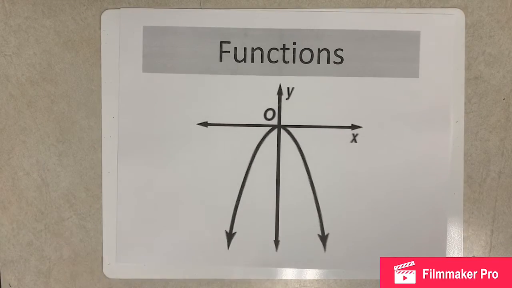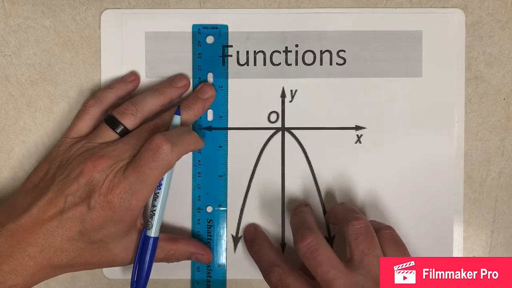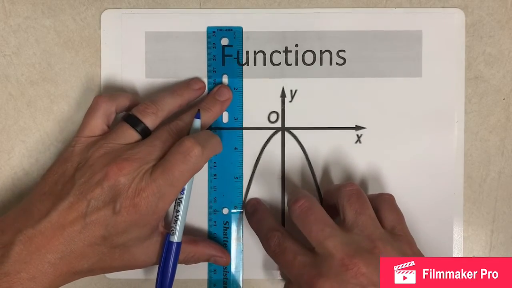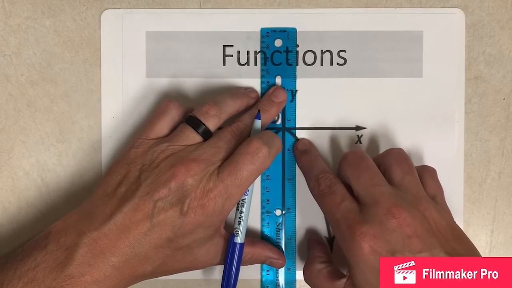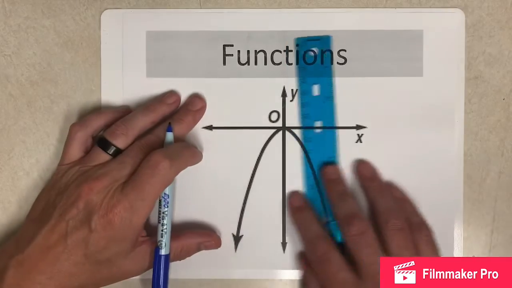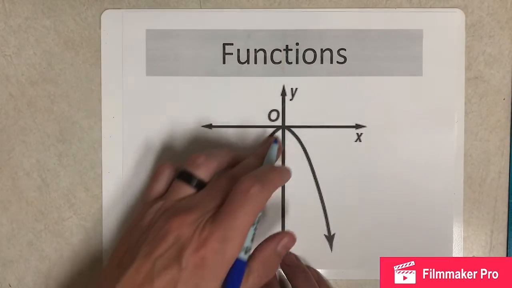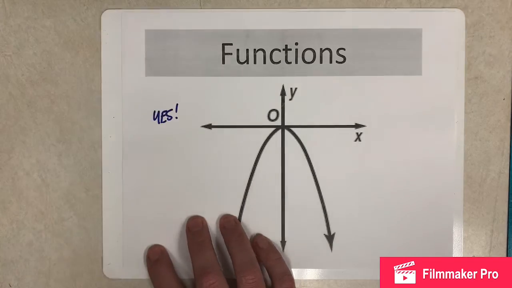All right, let's try this one. Do you think this one's going to be a function? All right, let's pass our vertical line across and see. So we're good here. 1, 1, all the way across, good. It hits it at one place, hits the ruler at one place, good, and done. Arrow to arrow. So only one place all the way across, and the answer is yes. That will be a function.